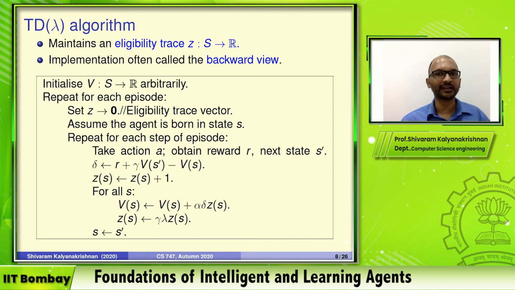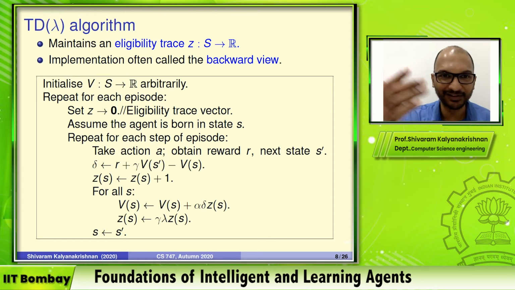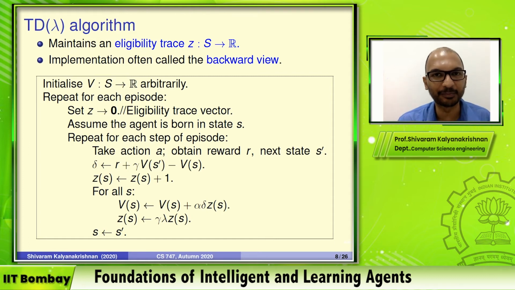That's been forgotten. I mean, that's not been forgotten, right? The V will, of course, come from the previous episode, but the Z does not. You start Z afresh each episode. So let's say you're born in state S, and then you go along the episode, you take A, get reward R, and then go to S prime.